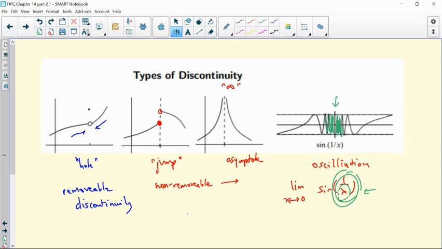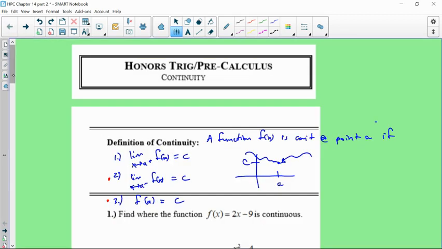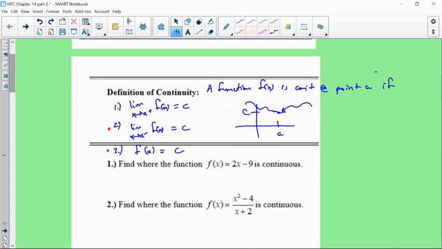An asymptote is another discontinuity, and then a jump when two piecewise functions don't line up. So algebraically, we've seen some of these things already happen. A lot of it happens when you divide by 0. And if you're not dividing by 0, if things are smooth and connected, then your function would be continuous.